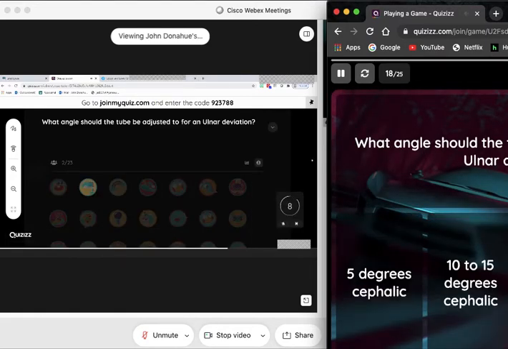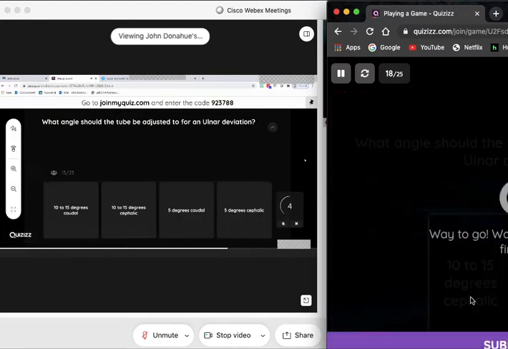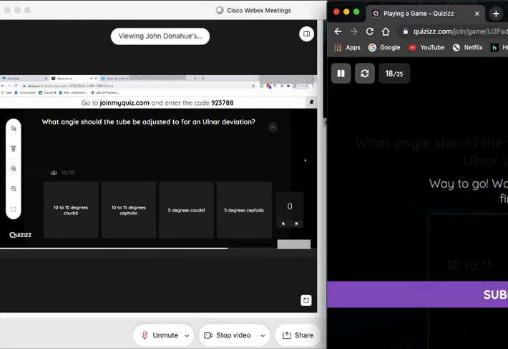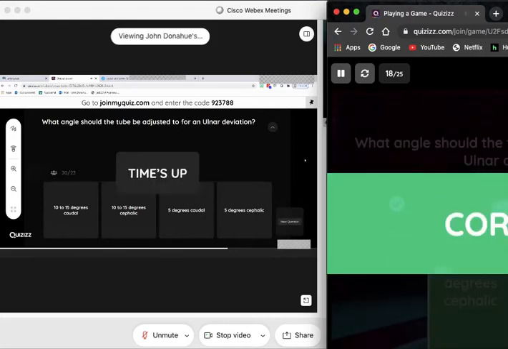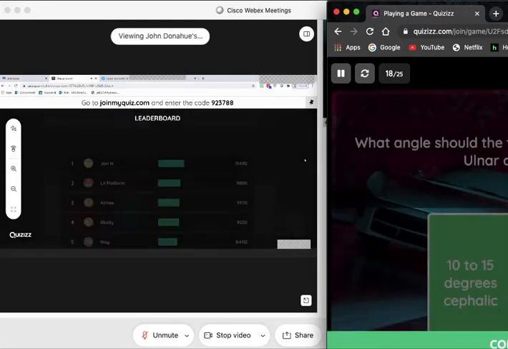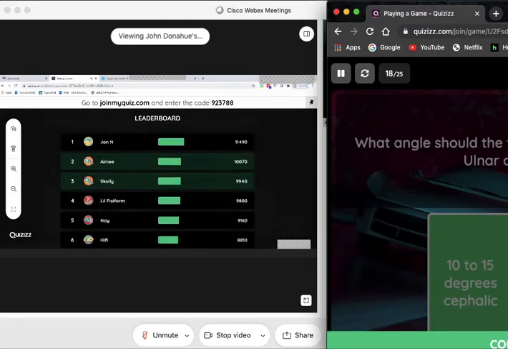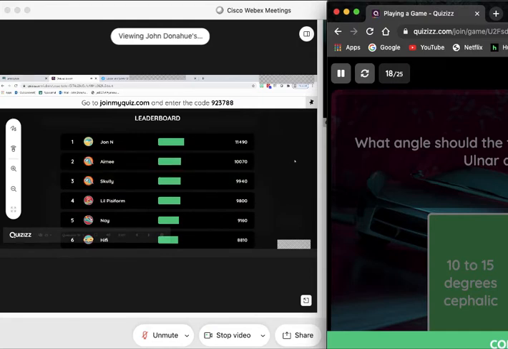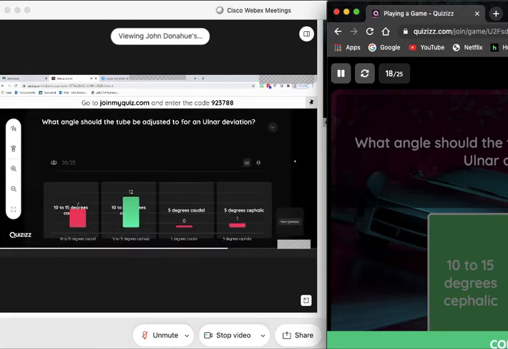What angle should the tube be adjusted to for an ulnar deviation? 10 to 15 degrees cephalic, towards the head.